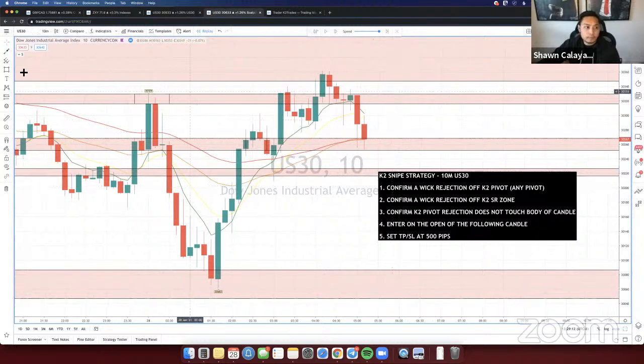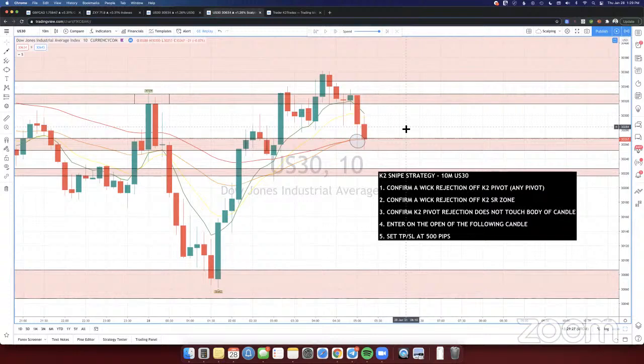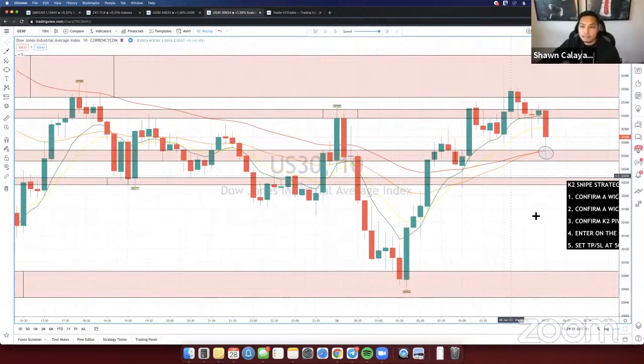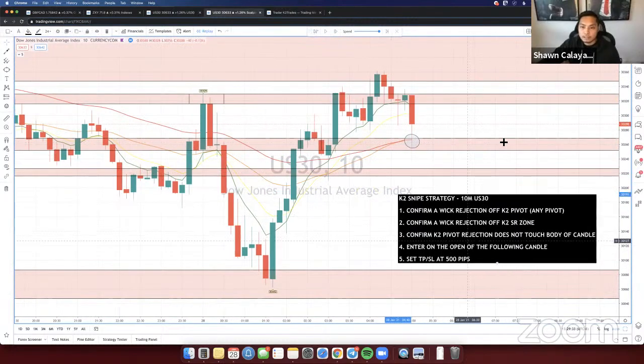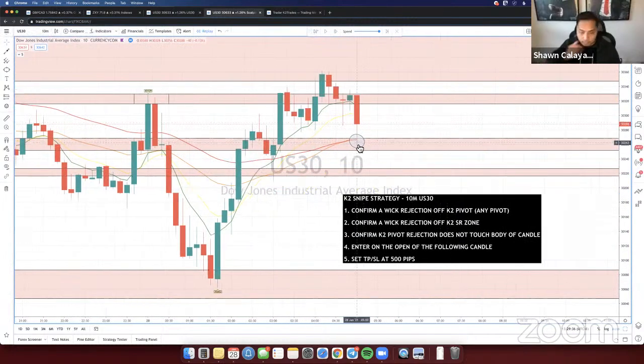You can see that. Let me go ahead and draw over this. You can see that this wick right here is rejecting off the pivot, and it's rejecting off the K2 SR level. Can you see that, Art? Yeah. So the wick has to touch both of them. Exactly. The wick has to touch the pivot, and it has to touch the SR level. So you just want a double rejection: a rejection off the pivot, and a rejection off the SR level that you drew earlier.